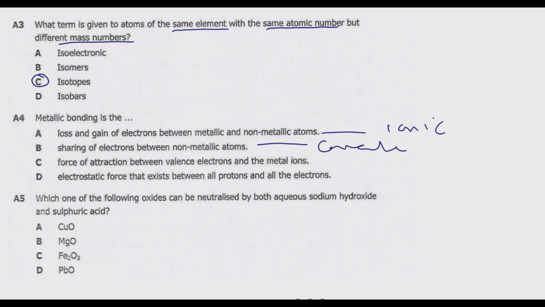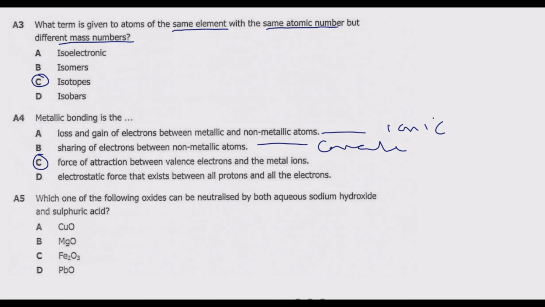C, the force of attraction between valence electrons and the metal ion. This is basically the correct answer. So basically, metals lose electrons, those free electrons that are able to be released, so that they create the bond with the other metals. So C is the best answer.